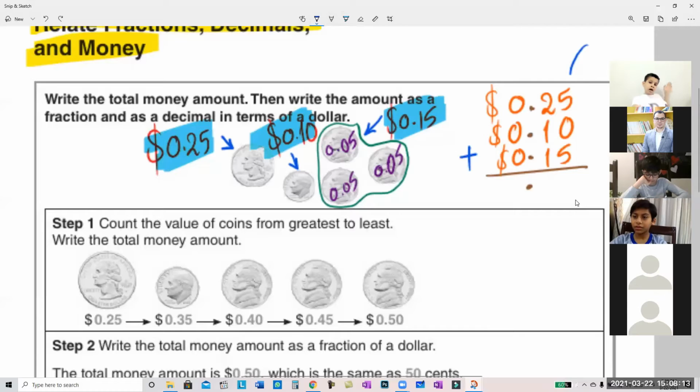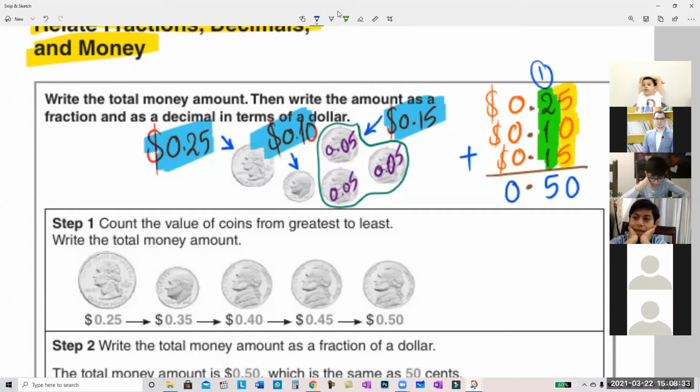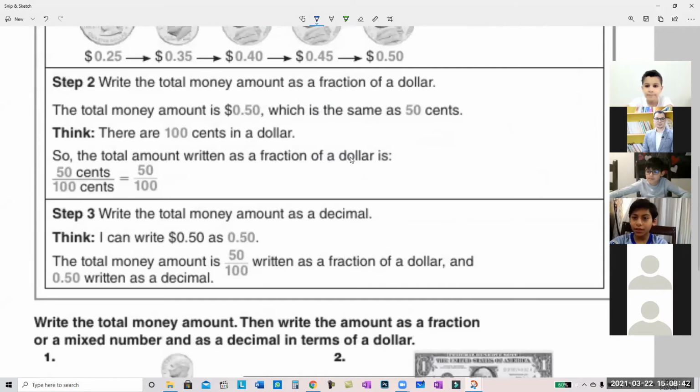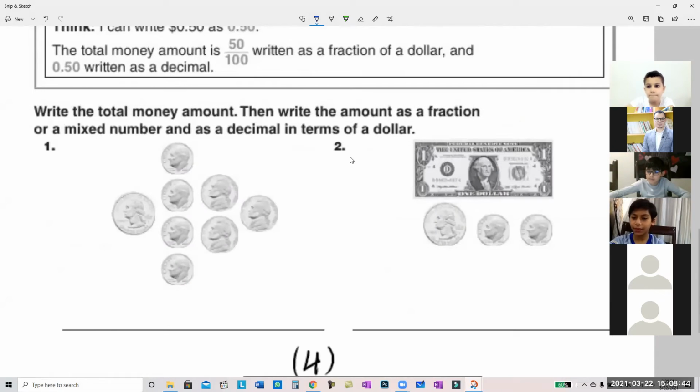Okay, so 5 plus 0 plus 5 equals 10, but we can't put the whole number, so we'll put 0 down and 1 up. Great. And then 2 plus 1 equals 3, and then we'll put the 1 and it's 5. And 0 plus 0 plus 0 equals 0. So it will be 0.50 of a dollar. Okay, thank you so much. Great job, Ahmed Shabasi.